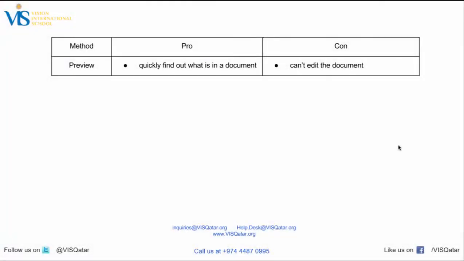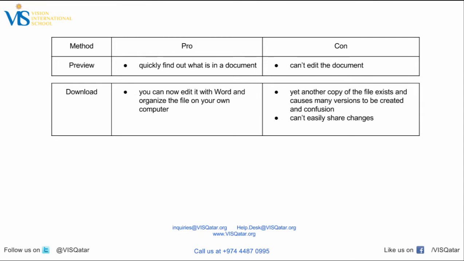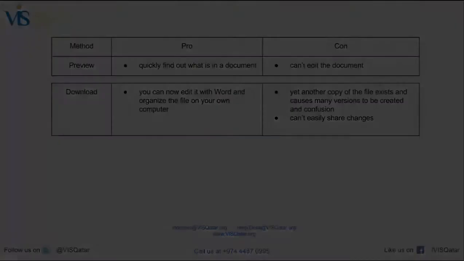Let's look at the pros and cons for the download method. You can now edit the document in Word and organize your file on your computer. This is great. The problem is you get yet another copy of the file. More and more files are created and you get many different versions and it leads to a lot of confusion. Also, you can't easily share changes with each other. You have to re-upload them to somebody else, send another email, back and forth, back and forth. It all becomes very cumbersome to control.